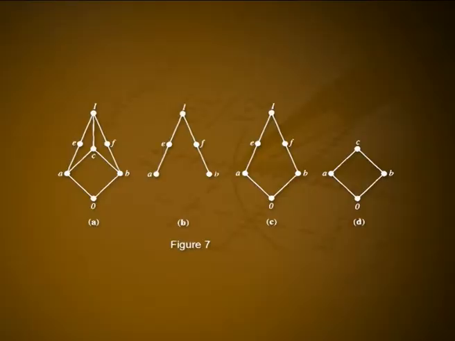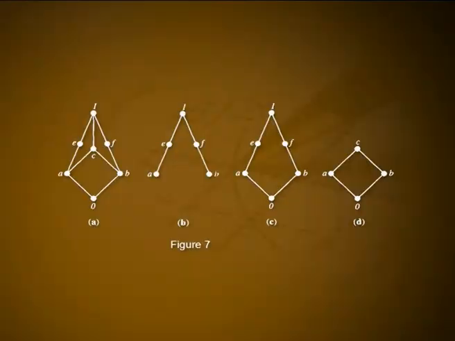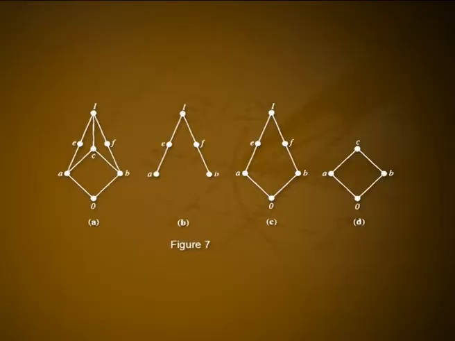Example 6. Consider the lattice L shown in Figure 7a. The partially ordered subset SB shown in Figure 7b is not a sublattice of L since A meet B is not an element of SB. The partially ordered subset SC in Figure 7c is not a sublattice of L since A join B is not an element of SC, but we can see that SC is a lattice when considered as a poset by itself. The partially ordered subset SD in Figure 7d is a sublattice of L.